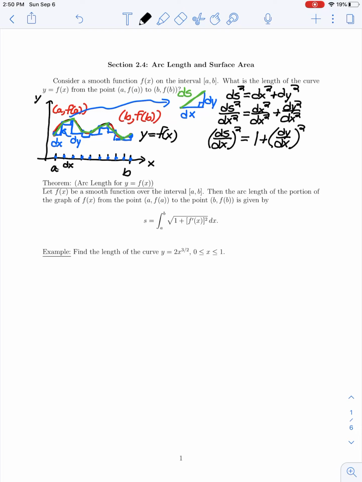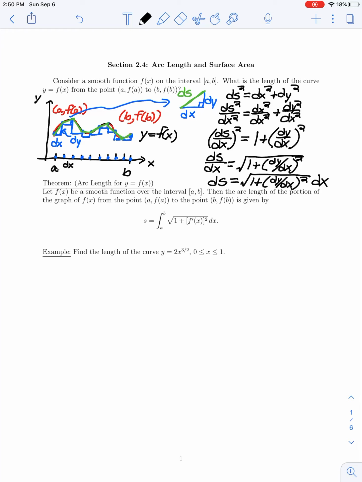So taking the square root of both sides, we have ds/dx is equal to the square root of 1 plus (dy/dx), or the derivative of y with respect to x, squared. So finally, getting the differential of s, the differential of arc length, I would have the square root of 1 plus dy over dx, or the derivative of y with respect to x, squared, times dx.